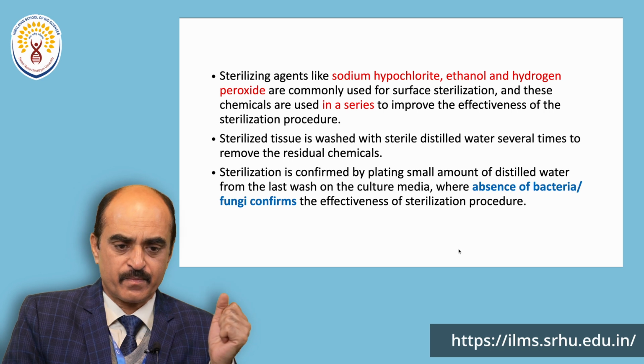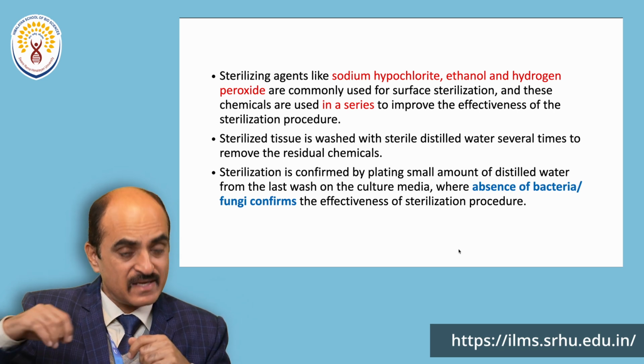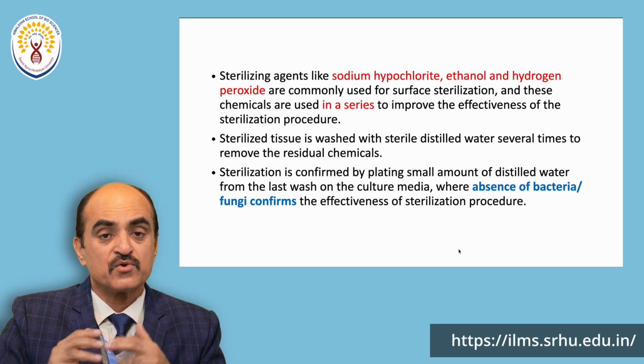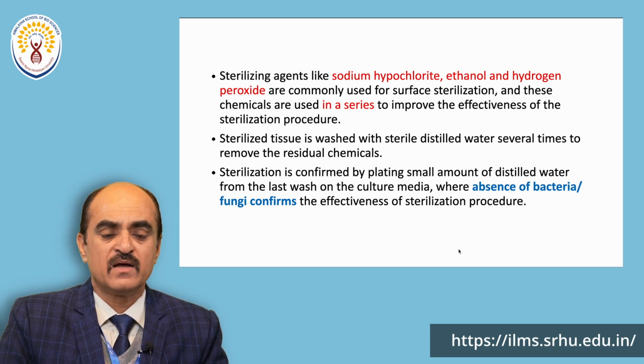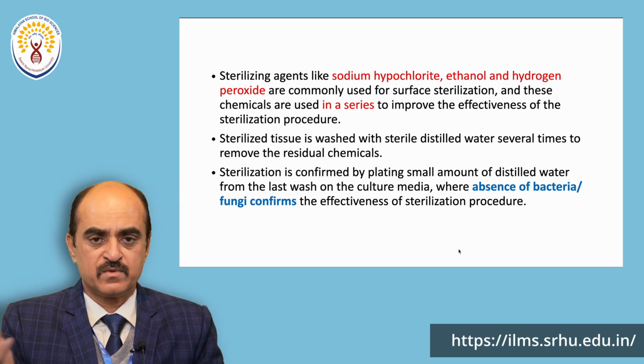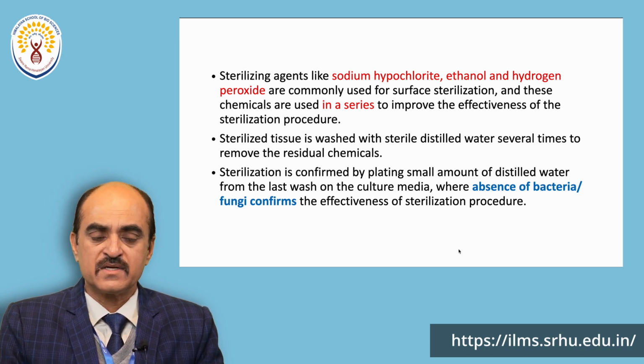In this process, sterilizing agents like sodium hypochlorite, ethanol, and hydrogen peroxide are commonly used for surface sterilization. And these chemicals are used in a series, for example sodium hypochlorite, then ethanol, etc., to improve the effectiveness of the sterilization process. And then, as I told you before, the sterilized tissue is washed several times with sterile distilled water to remove any traces of the sterilizing agents.